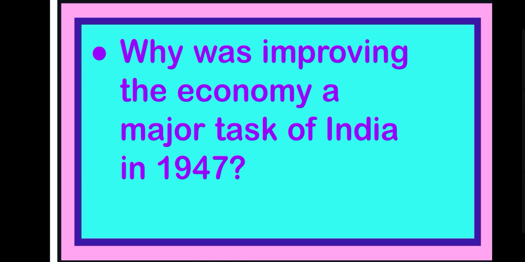Why was improving the economy a major task of India in 1947? Poverty and disease were widespread. Improving the economy was a major task as the British had left India industrially and agriculturally very backward. We became very, very backward. The British drained most of the wealth from India.